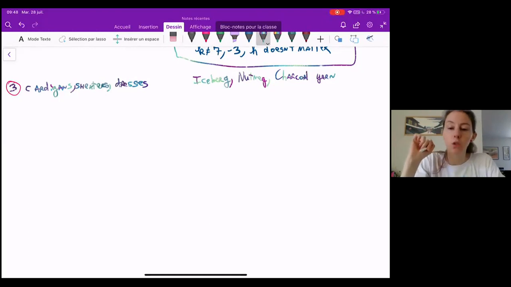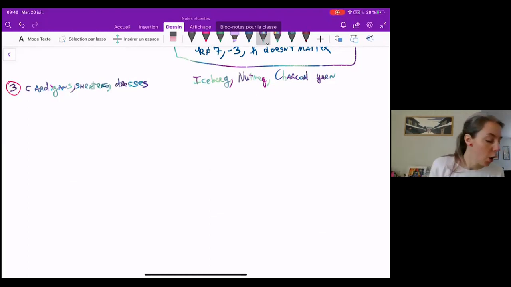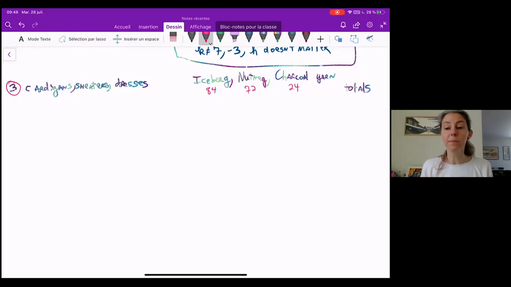Okay, cardigans, sweaters, and dresses are my variables. Good job, Nathaniel. Why are cardigans, sweaters, and dresses my variables? There are two clues. One, I'm given totals. My totals are for iceberg, nutmeg, and charcoal. My total iceberg is 84, my total nutmeg is 72, and my total charcoal is 24. So when I'm given totals, that is definitely not my variables.